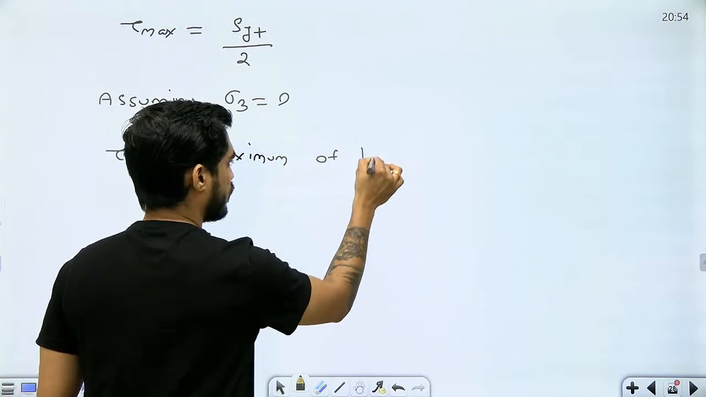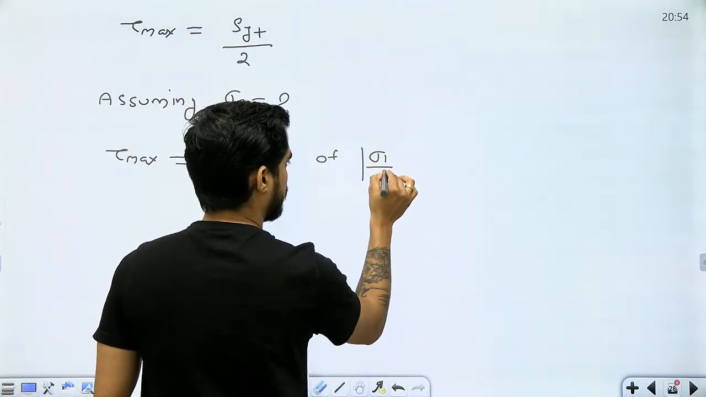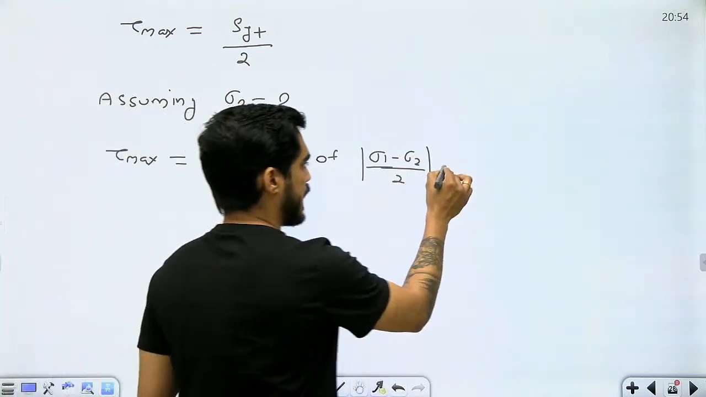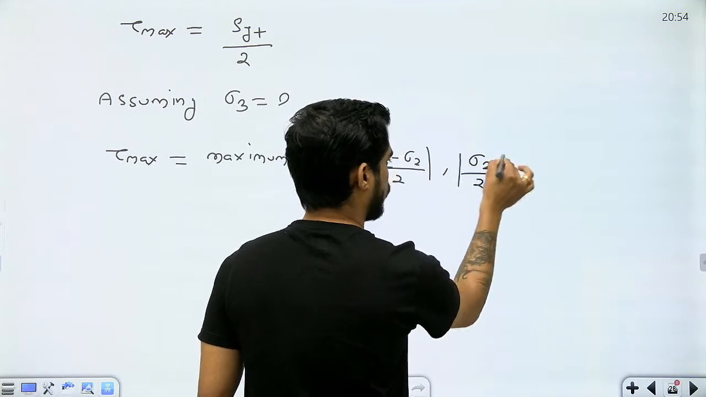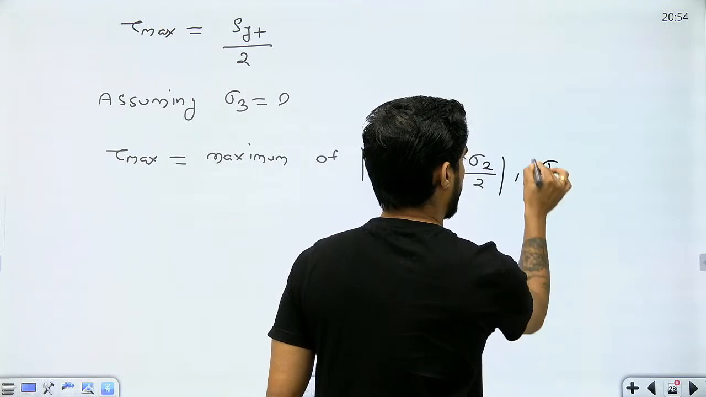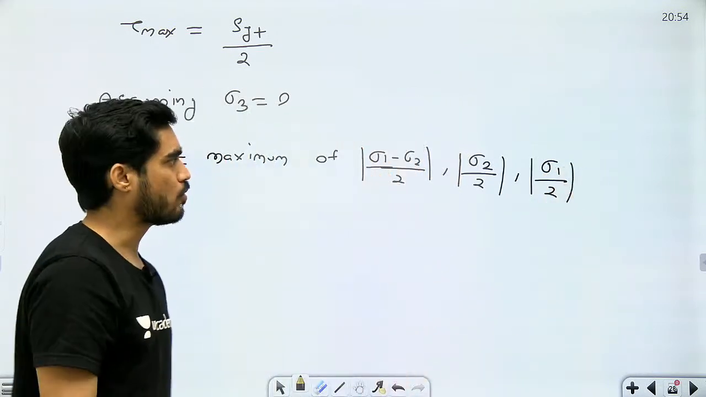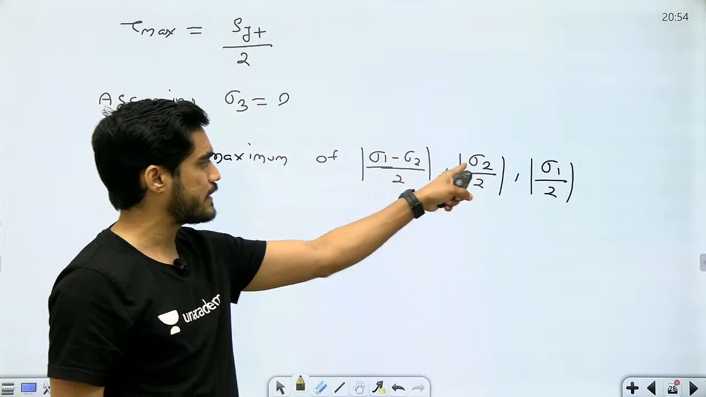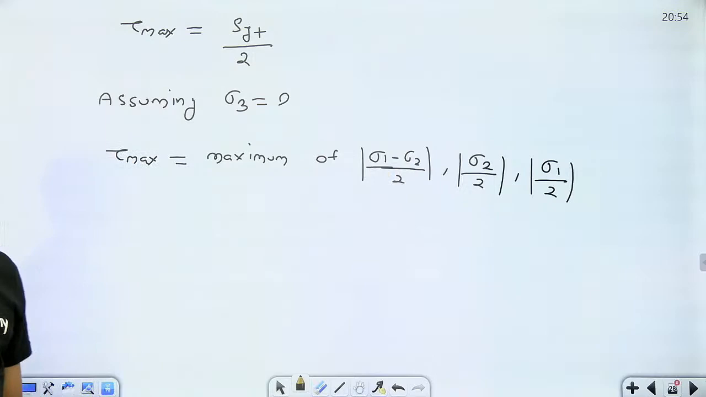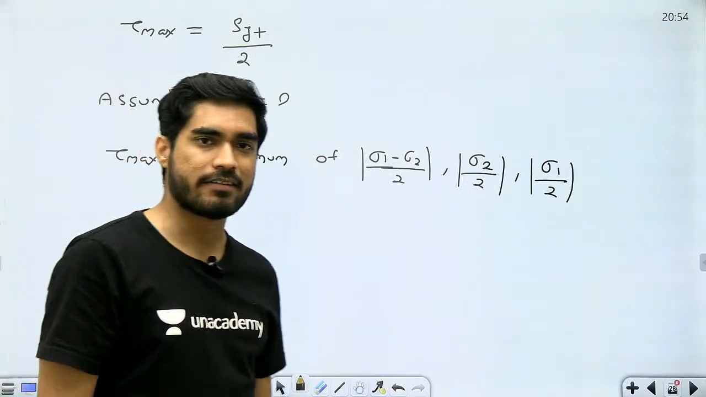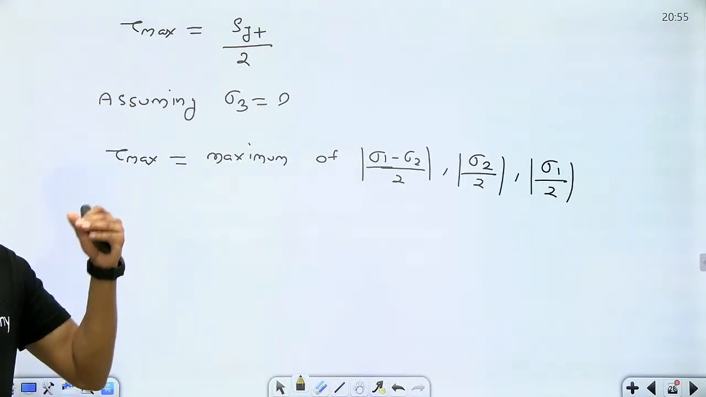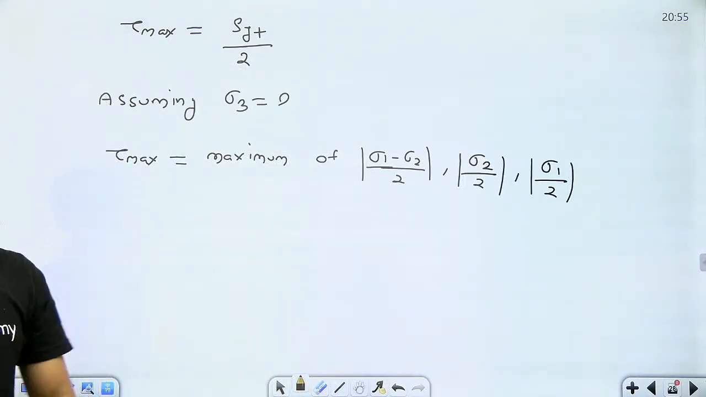Assuming sigma 3 equal to 0, tau max will be equal to the maximum of (sigma 1 minus sigma 2) by 2. Okay? The second term will become sigma 2 by 2 because sigma 3 is 0, and the third term will become sigma 1 by 2 because sigma 3 is 0. So out of these three, any one can be maximum, right? Any one can be maximum. Now understand beta, understand the different permutations and combinations.